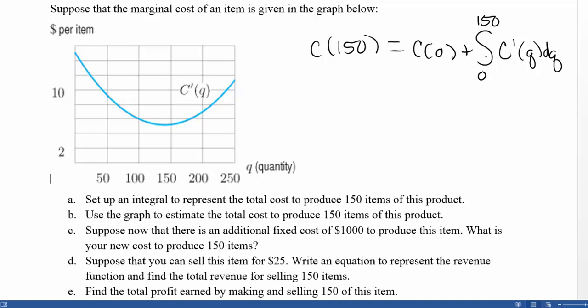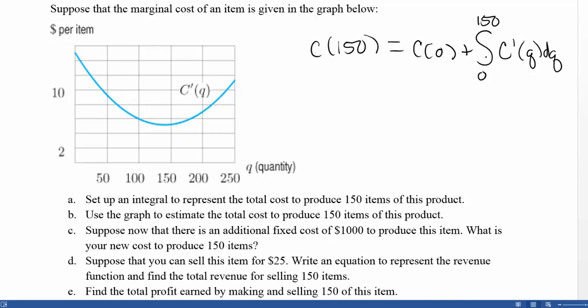So again, this is just a rearrangement of the fundamental theorem. We could have written this as the integral from 0 to 150 C prime of Q dQ equals C of 150 minus C of 0. It would mean the same thing, but we took out one step by moving that C of 0 over. Part B. Use the graph to estimate the total cost to produce 150 items of this product.